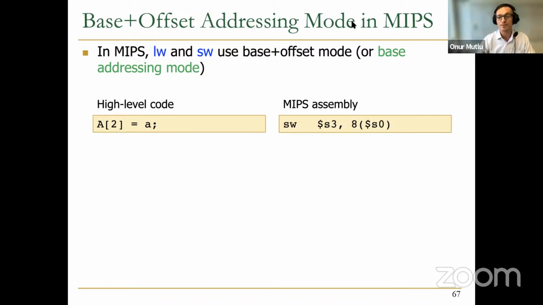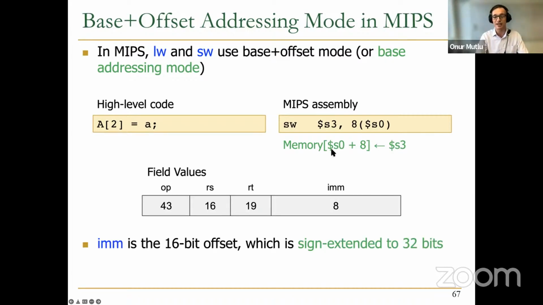Basically, it's a store word. And remember that we're indexing into an array and setting the second word to the value of this A variable. And basically, that's what we do. This is the address of the second word, because MIPS is byte addressable. The second word appears at an offset of 8. And this is how we basically do it. Base plus 8 is the address. Base is stored in S0, and we write the value of register S3 into that memory location.